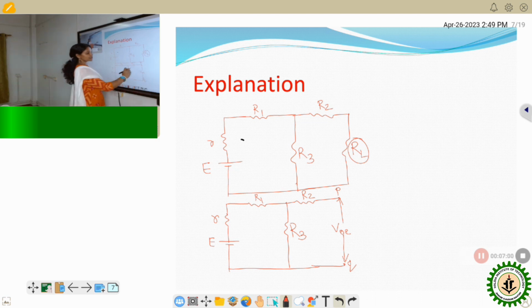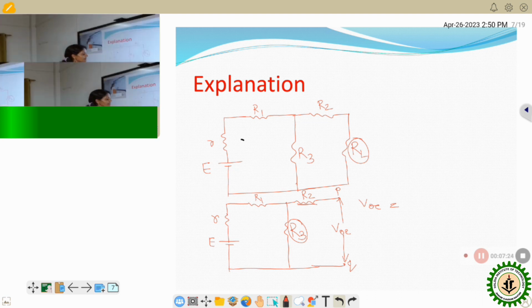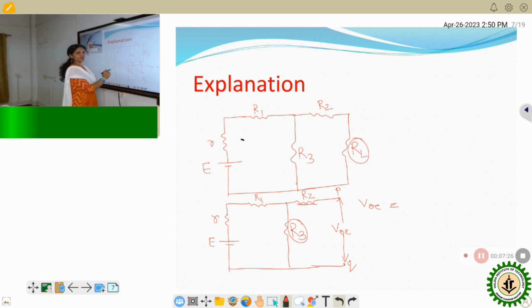So what will be the VOC? As there will be no current flowing through this resistor R2, whatever the voltage drop across this R3, that will be VOC. So VOC will be equal to the voltage drop across R3. Here the voltage divider rule is applicable.